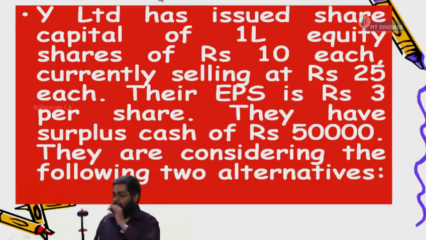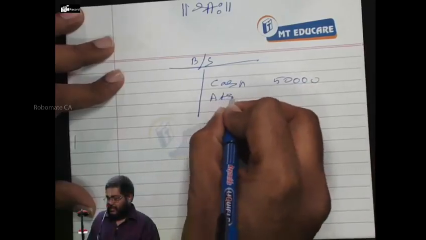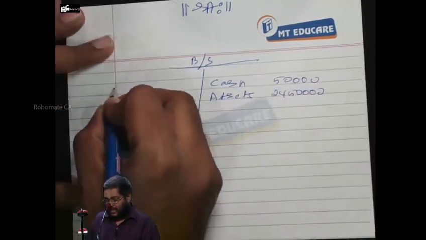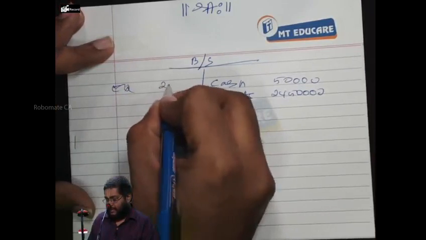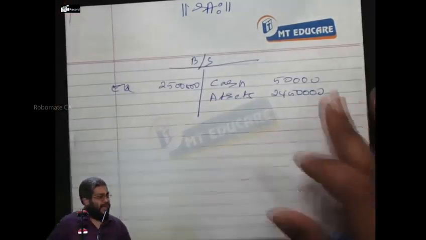Everybody is with me or no? Now, what I am saying is a book value balance sheet, and a market value balance sheet. In a market value balance sheet, this is my position. I have a surplus cash. How much? 50,000. I have assets worth how much? 24 lakh 50,000. And the company equity value is how much here? 25 lakhs is the value of the company's equity. Am I right or not?